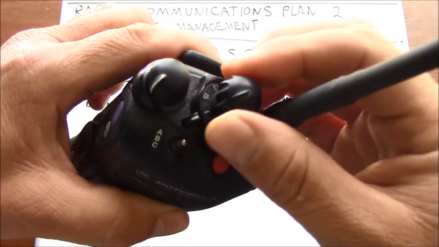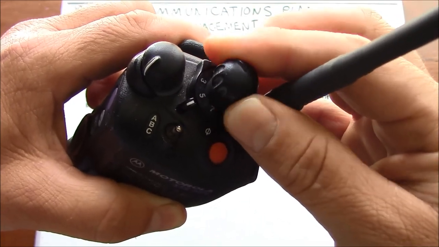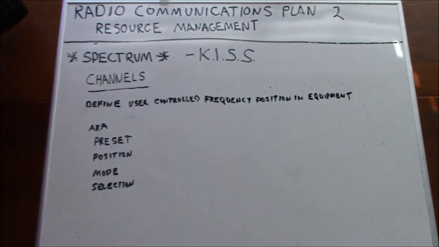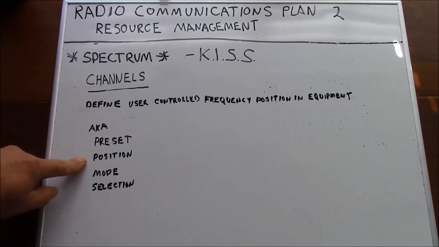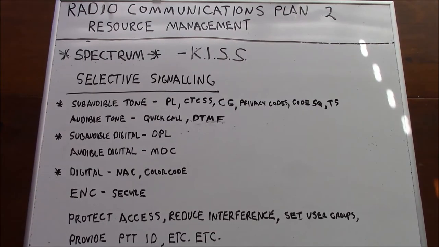Another common use for the term channel is to represent a user-controlled frequency position in equipment. Like you can see here, you've got channel 1, channel 2, channel 3, channel 4, channel 5, channel 6, and so on. Oftentimes these are also known as presets, positions, channel positions, modes, or selection, which can further add to confusion.